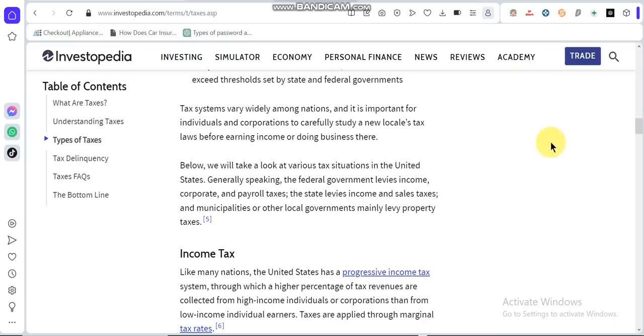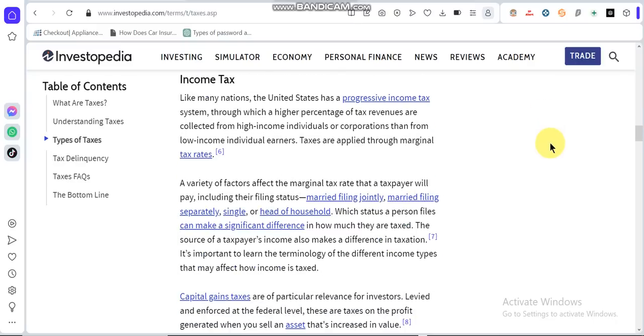Income tax. Like many nations, the United States has a progressive income tax system through which a higher percentage of tax revenue is collected from high-income individuals or corporations than from low-income earners. Taxes are applied through the marginal tax rates.